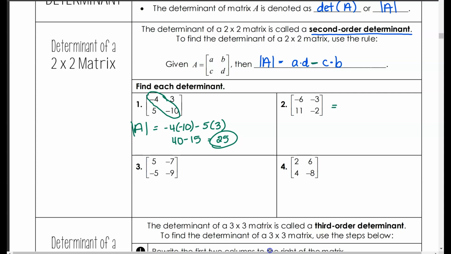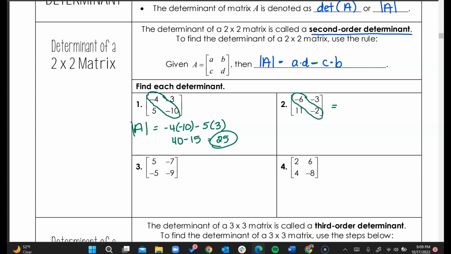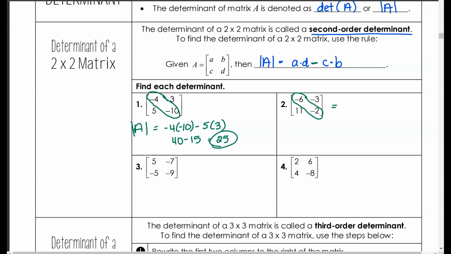In calculating this determinant, we go, again, the diagonal. -6 times -2 gives me a +12. And then I have 11 times -3, and that's going to be minus -33, which gives me a determinant of 45.